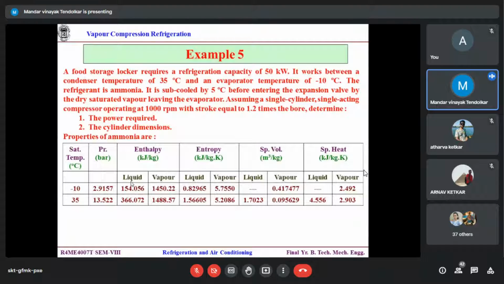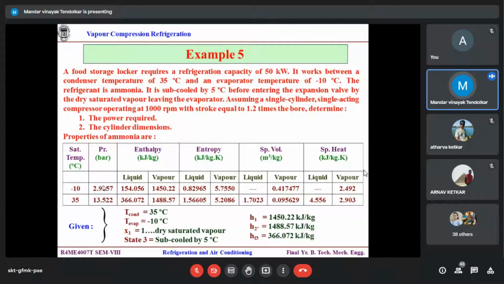Now the table further increases: temperature, pressure, enthalpy liquid vapor, entropy liquid vapor, specific volume liquid vapor, and specific heat also liquid vapor. Cp of vapor and Cp of liquid, naturally different. Related to two temperatures or two pressures, whatever given. Fine, so let us start. The condenser temperature 35, evaporator -10, then nothing specifically mentioned, so we will assume the standard cycle.